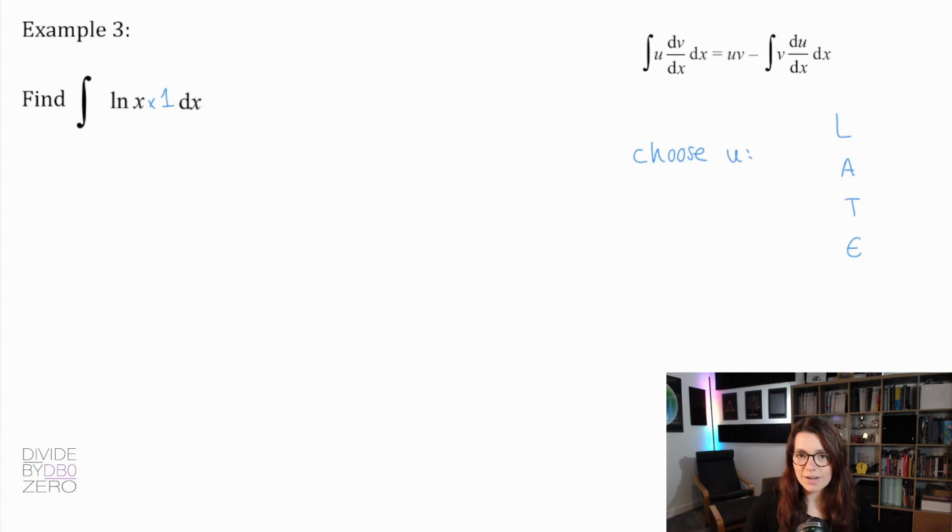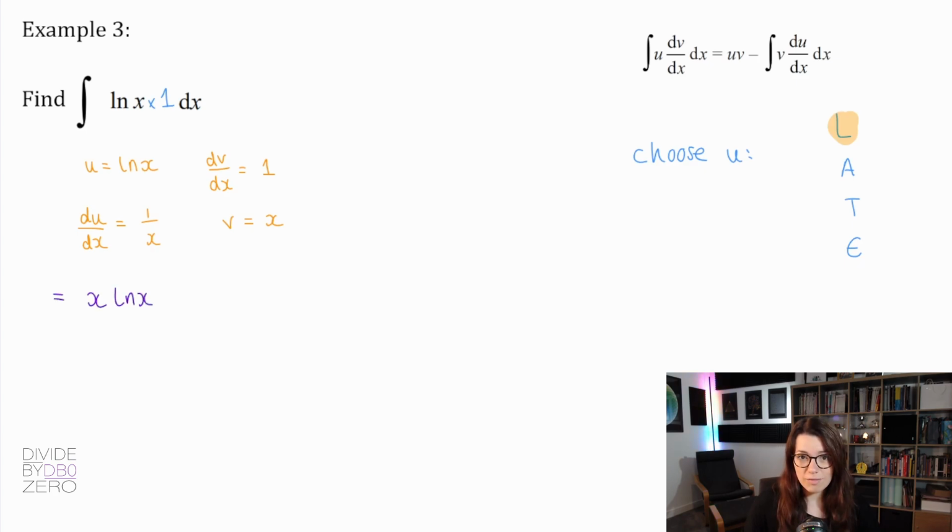Looking at the LATE acronym to choose u, we do in fact have a logarithmic expression, ln x. So in this scenario, u can be ln x, and therefore dv/dx is 1. And then you just do it as we have been doing. So du/dx, we know how to differentiate ln, that's 1 over x. We know how to integrate 1, that's just x. And therefore, when we sub into the integration by parts formula, we get uv, so x ln x.